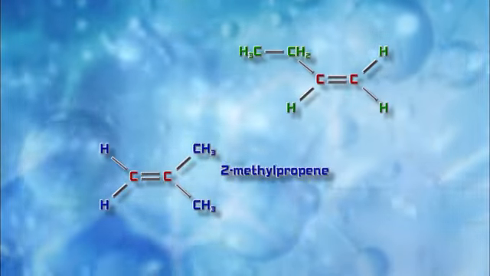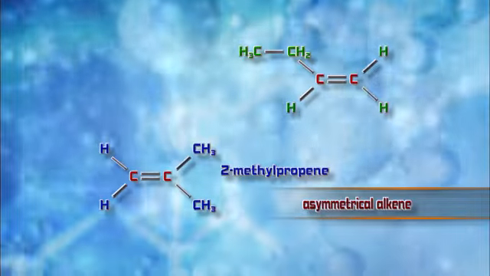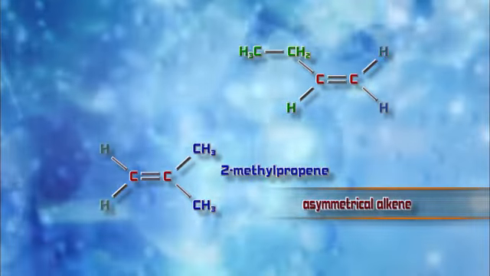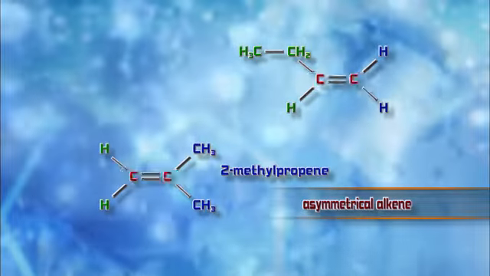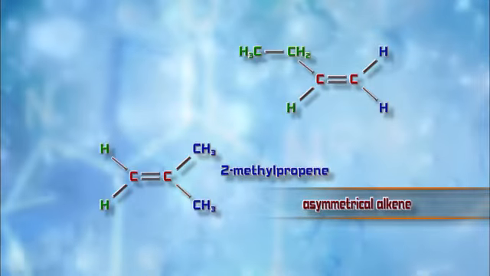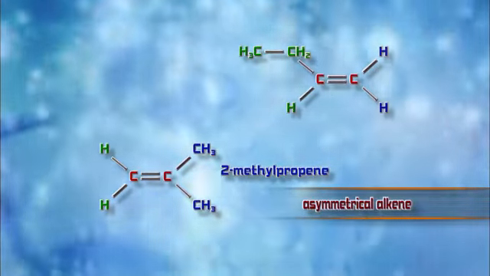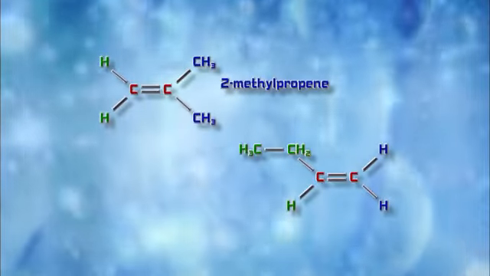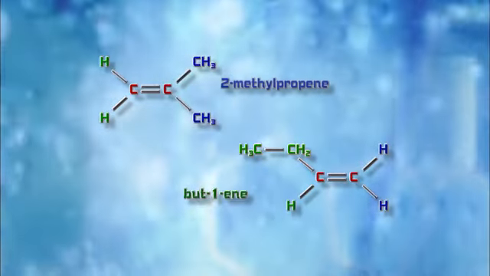What are the end products when an asymmetrical alkene reacts with hydrogen halide? An asymmetrical alkene is an alkene in which the two carbons of the double bond bear different atoms or side groups. Butene and 2-methylpropene are two of the examples.